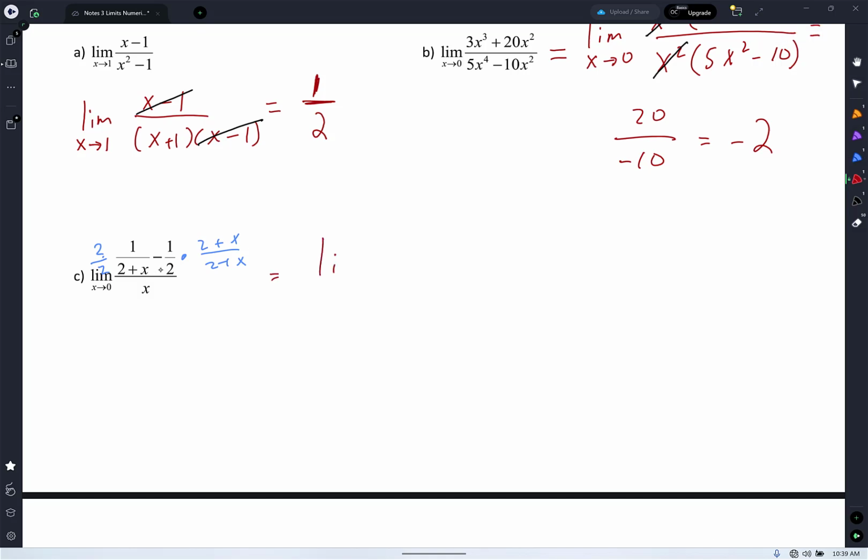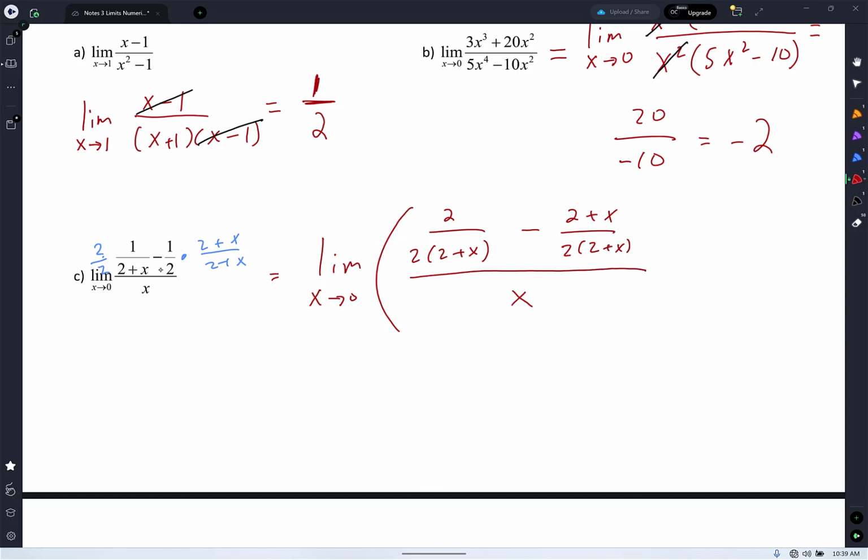Equals limit, because you haven't evaluated it yet, as x approaches 0, giant parenthesis, you're going to have 2 over, and I wouldn't distribute it, not yet at least, minus 1 times 2 plus x, which is just 2 plus x, over 2 times (2 plus x), over x. For now, I'll go ahead and show all the little detail steps. My denominators and the numerators are the same. Put a parenthesis in the top so you don't mess up when distributing the negative. And I'm going to bring the x up.